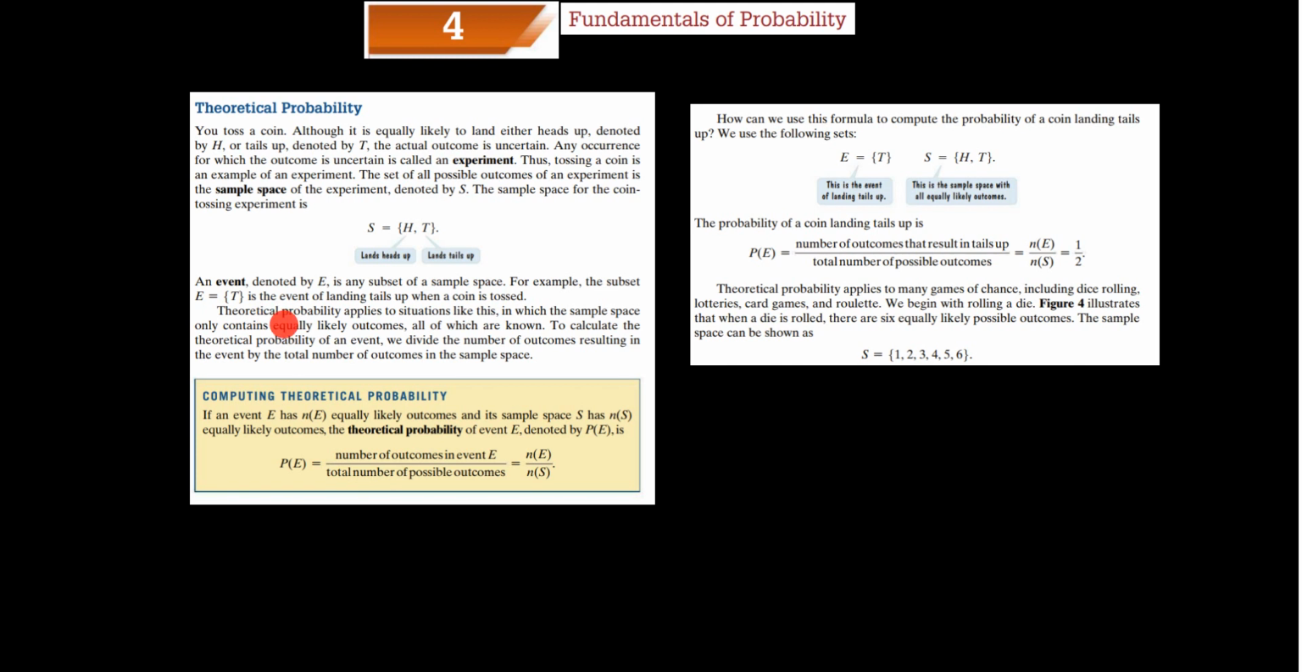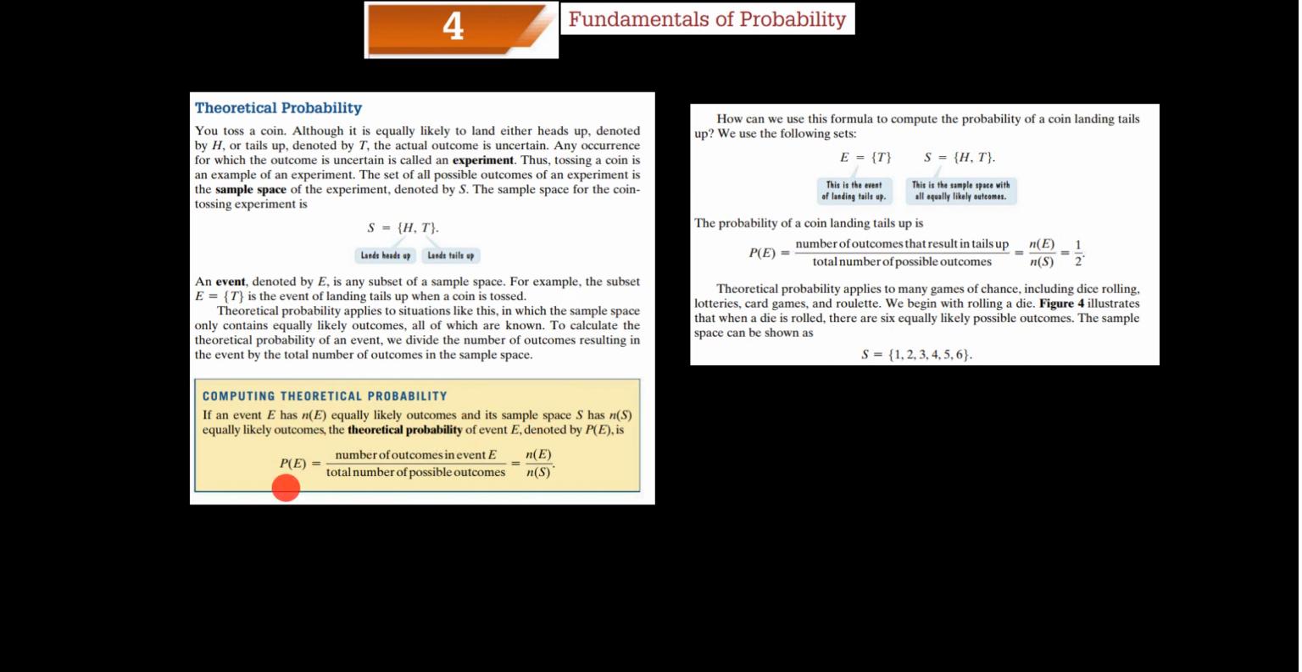So theoretical probability applies to situations like this, in which a sample space only contains equally likely outcomes, all of which are known. We don't know what they will be, but we know what the outcomes can be. So to calculate the theoretical probability of an event, we divide the number of outcomes resulting in the event by the total number of outcomes in the sample space. So all this, like I said, looks like complex math jargon, but we'll see in the examples it's pretty darn easy if you can just think about this logically.